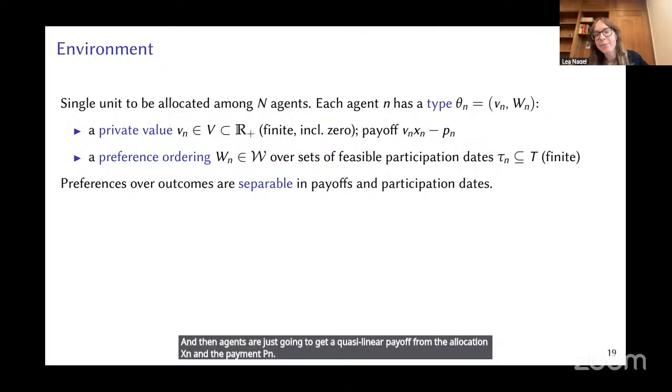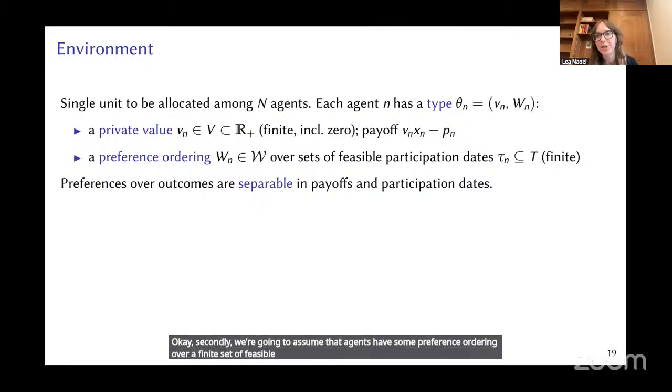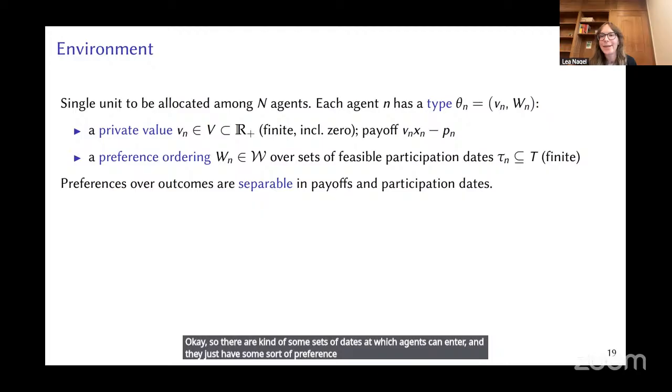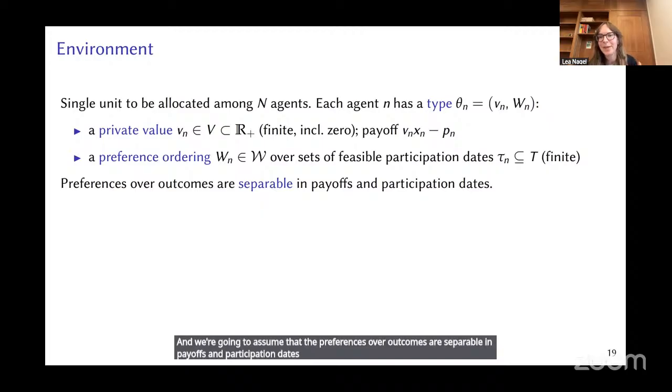Secondly, we're going to assume that agents have some preference ordering over a finite set of feasible participation dates. So there are some sets of dates at which agents can enter, and they have some preference about when and how many times they want to access this online auction. And we're going to assume that the preferences over outcomes are separable in payoffs and participation dates. We need something a little bit weaker than that, but this is the simplest version to think about.